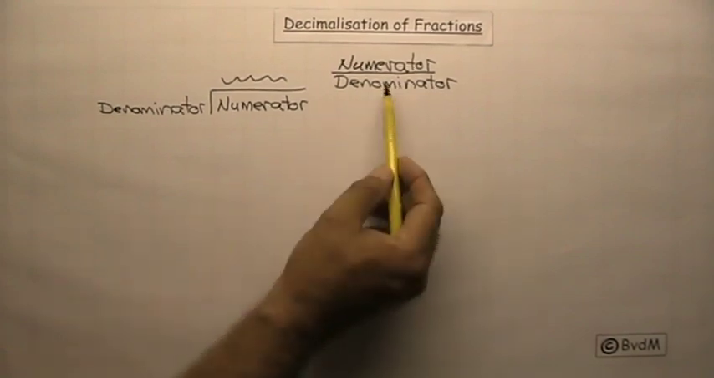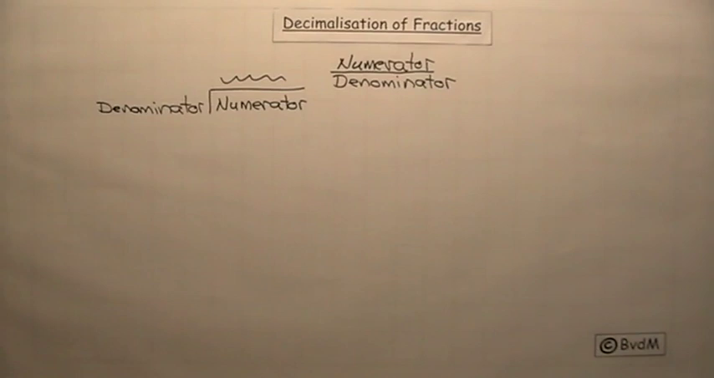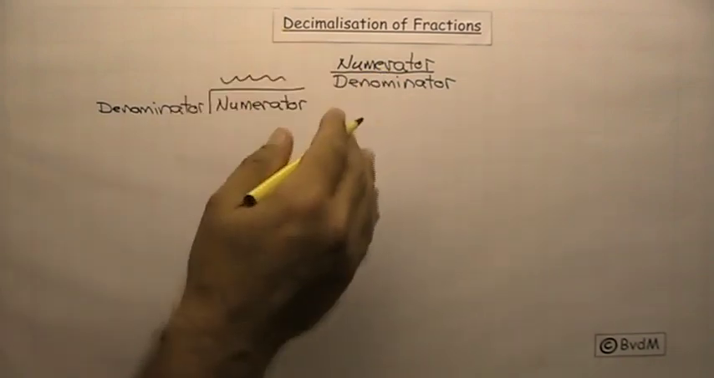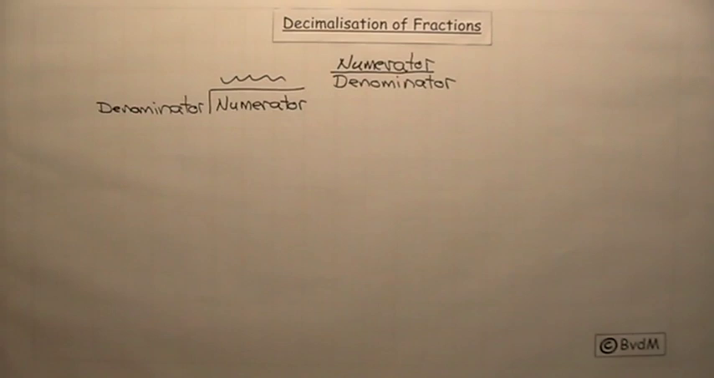Now, a denominator is the number of equal parts into which you divide the whole. If you divide it into 8 equal parts, they are called eighths. If you divide it into 2 equal parts, it's called halves. If you divide it into 4 equal parts, it's called quarters. The numerator is the number of those equal parts.